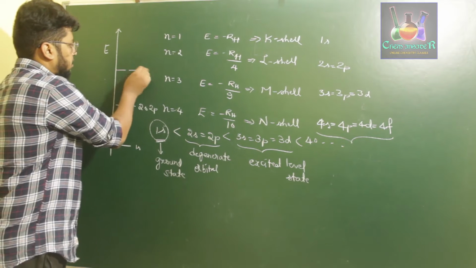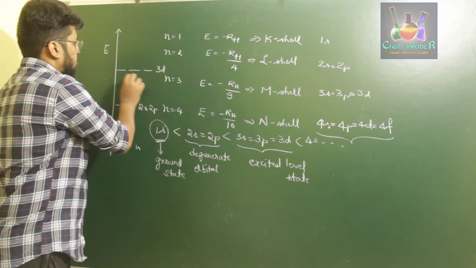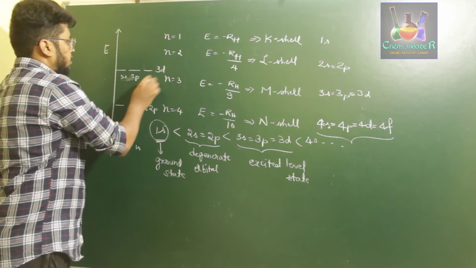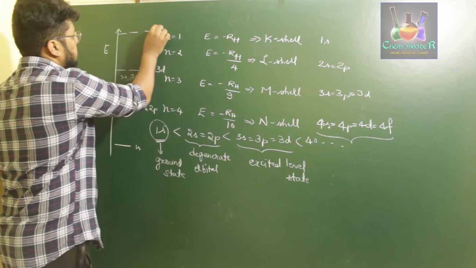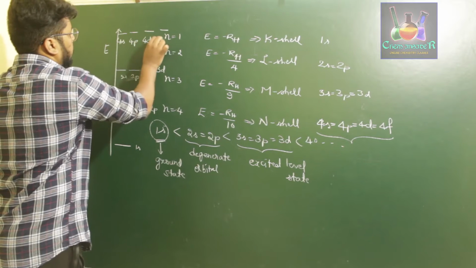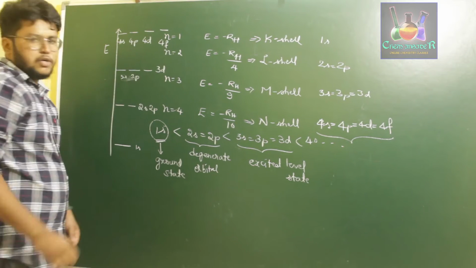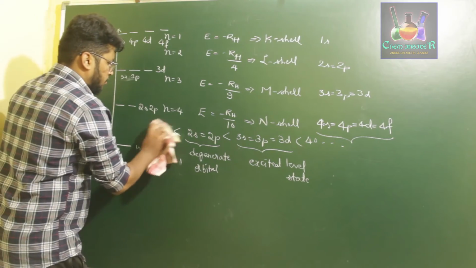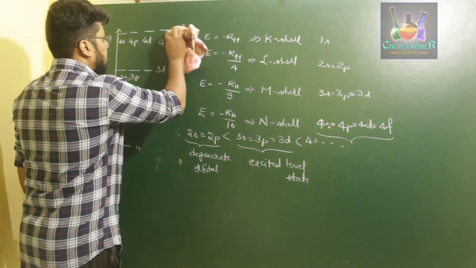Similarly 3s, 3p, 3d, and we'll have 4s, 4p, 4d and 4f. Okay, so this will be the energy level of hydrogen atom using its equation from Bohr's model of an atom.